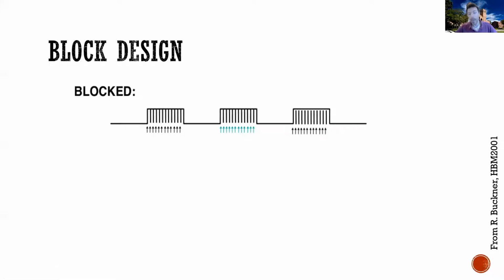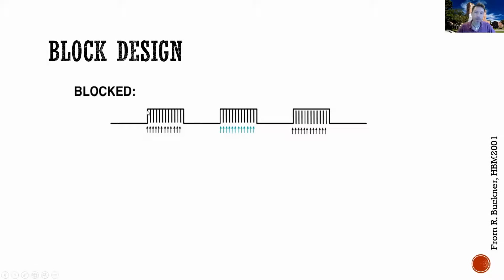The first type of design used in fMRI studies is really a continuation of the type of designs that were used in positron emission tomography experiments. They're typically referred to as blocked design. The idea is that you might have a period of rest in which maybe you're staring at a blank screen. And then there would be a block of, perhaps, 20, 30 seconds.